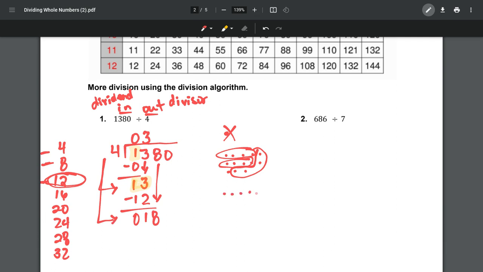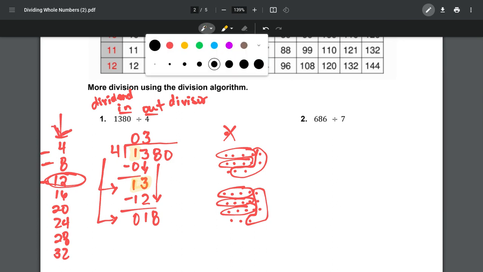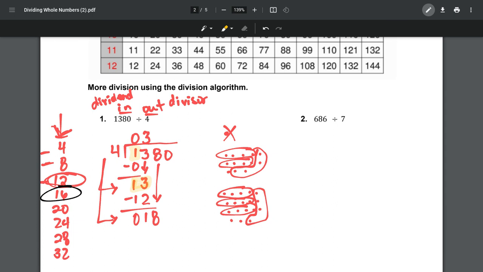1, 2, 3, 4, 5, 6, 7, 8, 9, 10, 11, 12, 13, 14, 15, 16, 17, 18. And get a group of 4 here, a group of 4 here, a group of 4 here, a group of 4 here. That's 4 groups. Okay? Or you could just go look here and say, well, how close can I get to 18 without going over? Well, that would be 16. So that's 1, 2, 3, 4 full groups.